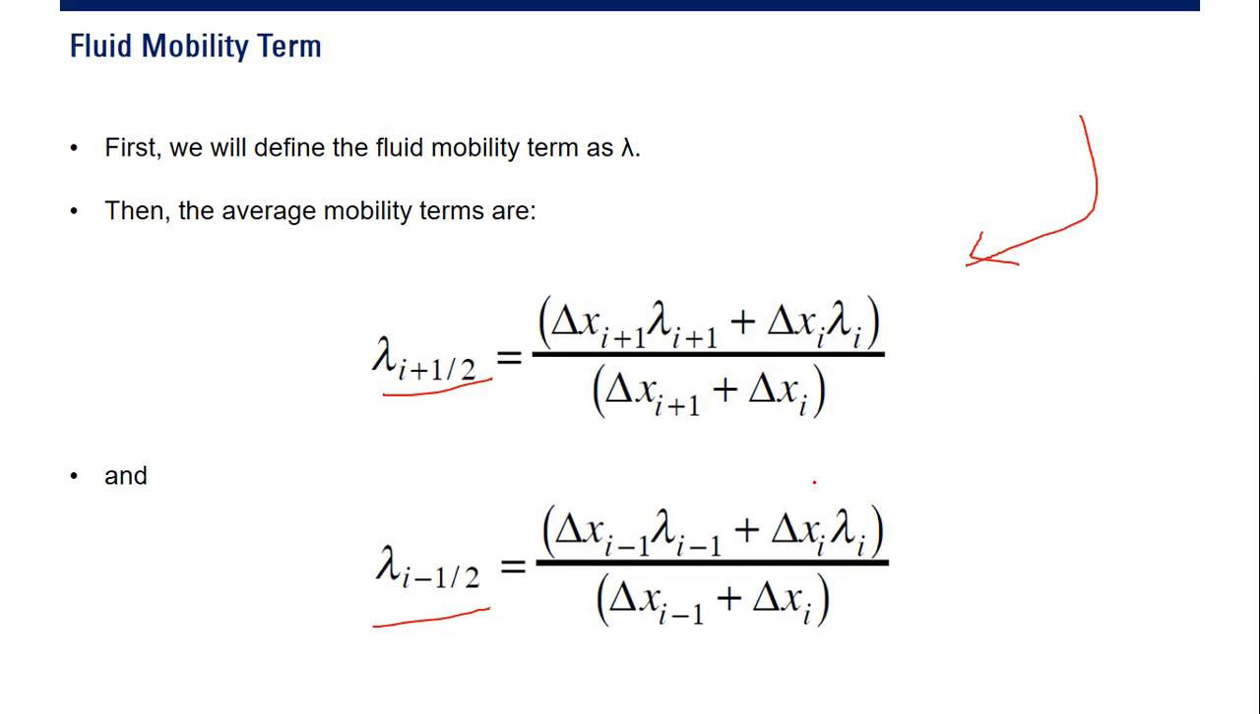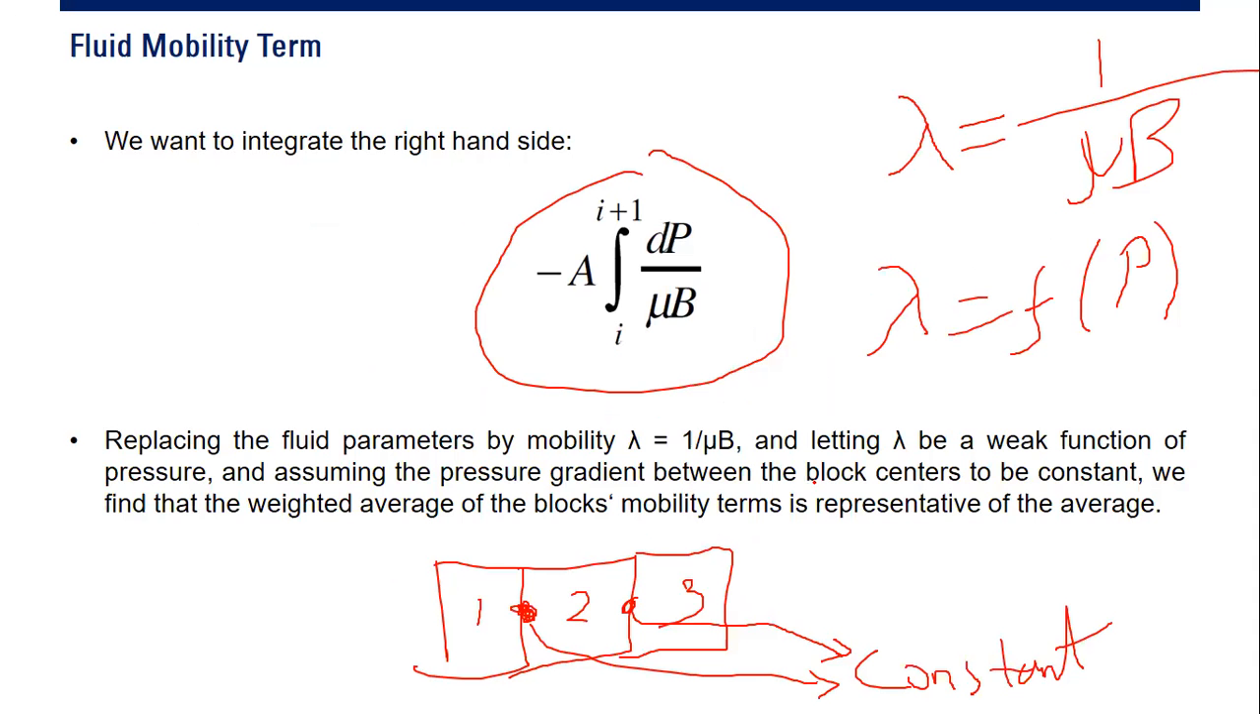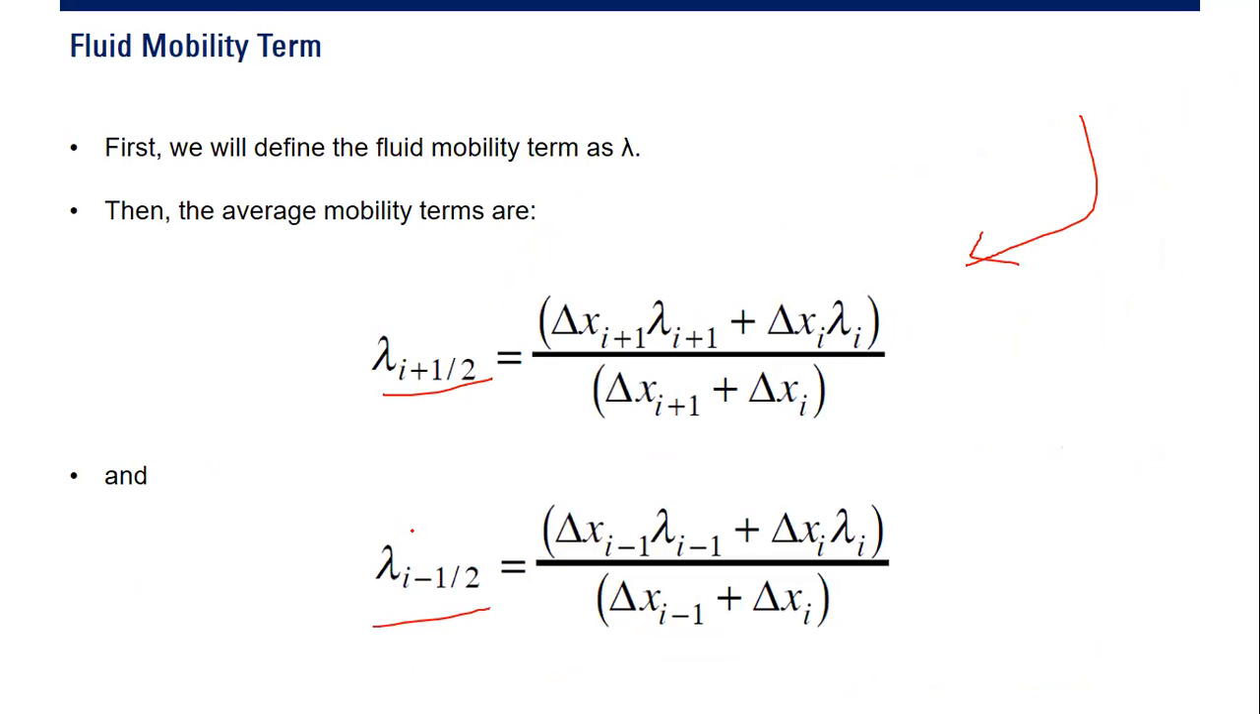Ya, karena kita assume sebelumnya bahwa pressure gradient between block center itu konstan, jadi kita bisa melakukan weighted average atau arithmetic average. We use weighted average of the block mobility terms and we get this form, weighted average. Mobility multiplied by the thickness. That's the weighted average mobility.